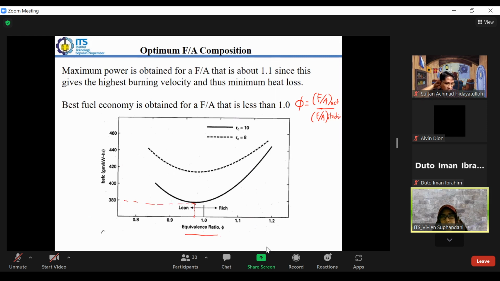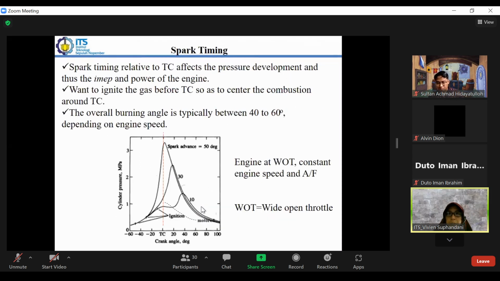If we look here, the minimum value is not exactly at 1, so not exactly what we calculated in the stoichiometric reaction. Instead, in the actual case, when we tested that, a lean mixture gives the best specific fuel consumption, so less than 1. Right, so this is about the fuel air composition, which relates to the burning process.